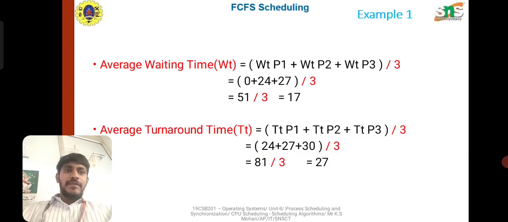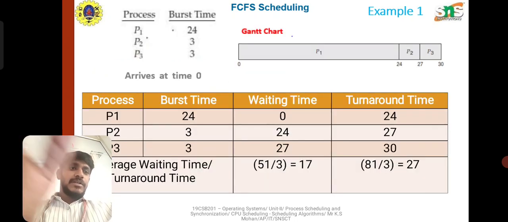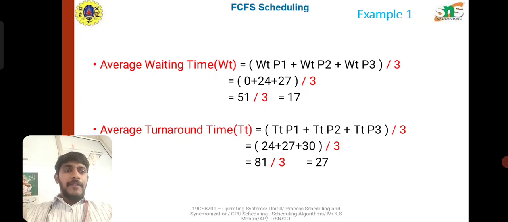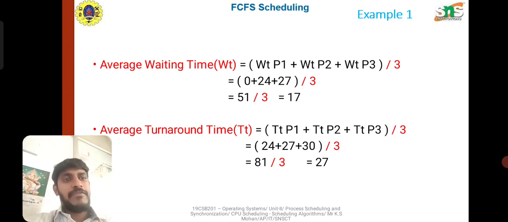So the average waiting time will be 0 plus 24 plus 27, which equals 51, divided by 3. So the average waiting time of the above processes is 17. The turnaround times will be 24, 27, 30. So 81 divided by 3 gives 27. So FCFS scheduling has an average turnaround time of 27 as the final value.